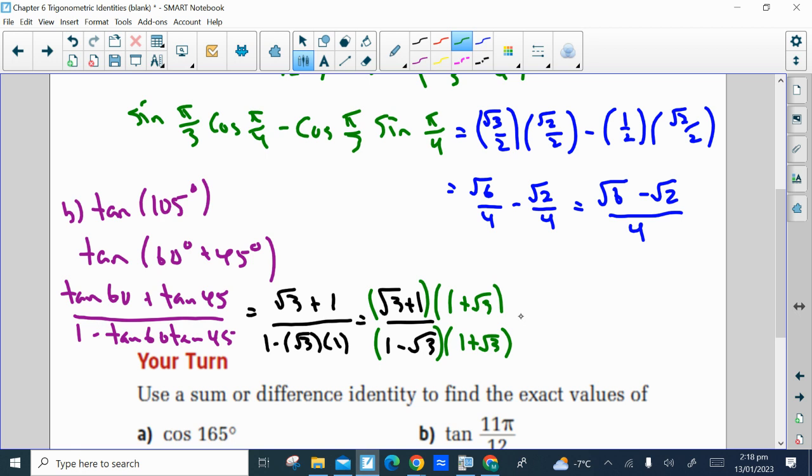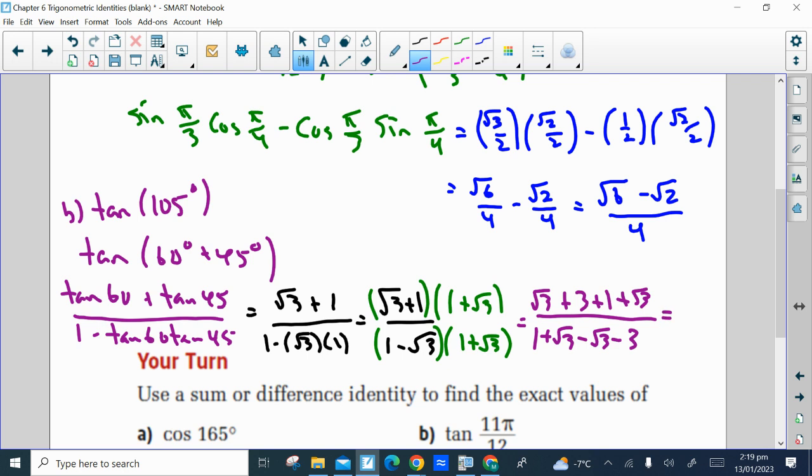So what do we get now? We're going to FOIL these out. Root 3 times 1 will be root 3. That's the front terms. The outer terms would be root 3 times root 3, which is 3. The inner terms, 1 times 1. The last terms, 1 times root 3. And on the bottom, 1 times 1 is 1. The outer products would be positive root 3. The inner products, negative root 3. Those cancel. That's why multiplying by the conjugate works, because those outer and inner radical terms cancel.